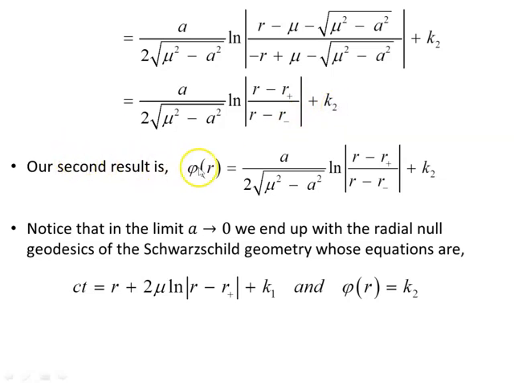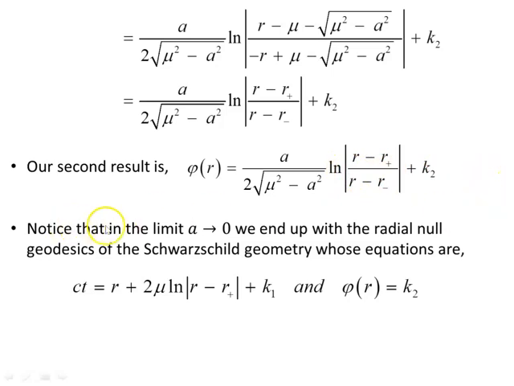And so our second result is phi of r is a times a over 2 times square root of mu squared minus a squared, natural log of that, plus k. We could separate those out, but there's no need to. I'll just leave it in that form. It's more compact rather than use the log laws and have a second log over here with minus.